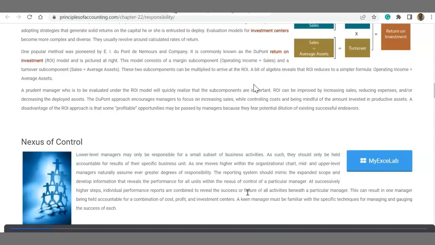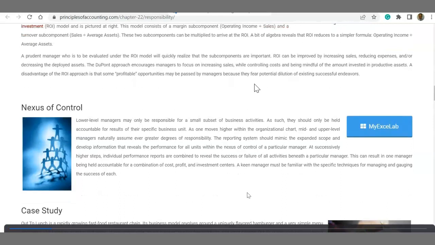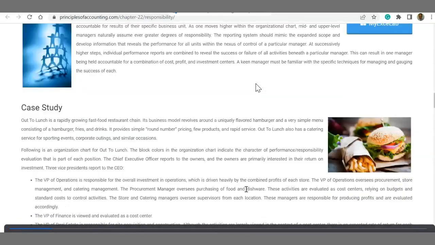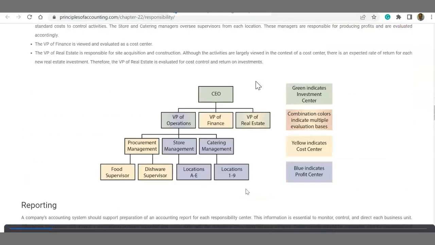Okay, let's see, case study. So here shows a picture where a CEO is controlling the VP of operations, and has control over the VP of finance and VP of real estate. Then let's say the VP of operations has procurement management, that means purchase management, store management, and catering management. Those also have some other supervisors here and there.